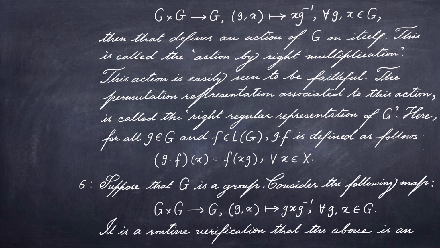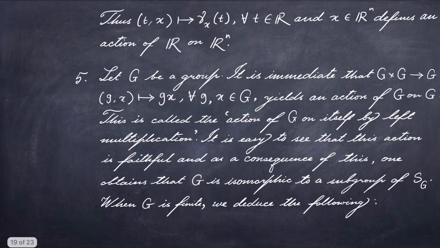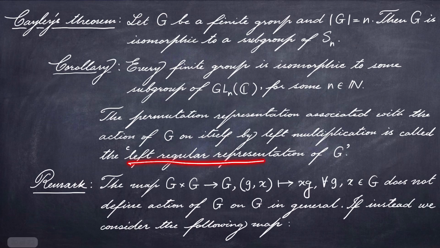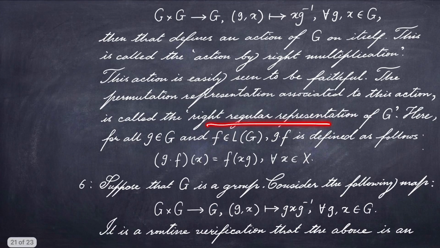Like the left one, you can easily see that the action is faithful. The permutation representation associated to this action is called the right regular representation. So for action by left multiplication, the permutation representation was called left regular representation, and here it is called right regular representation. And how is that defined? It's easy to see that for any g and f, gf is defined at any point x as f of xg. This is because the inverse is already appearing in the definition of the action.